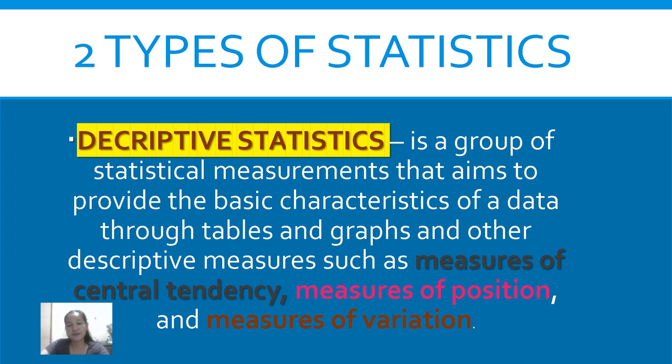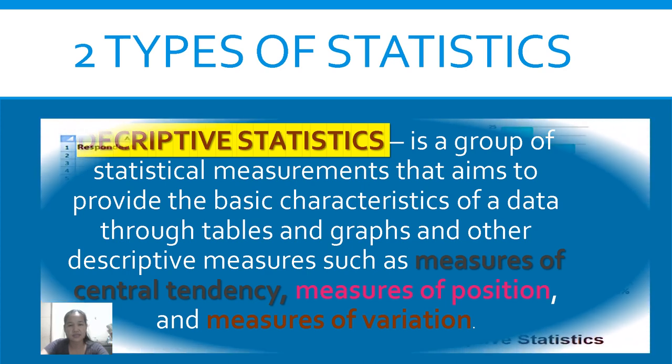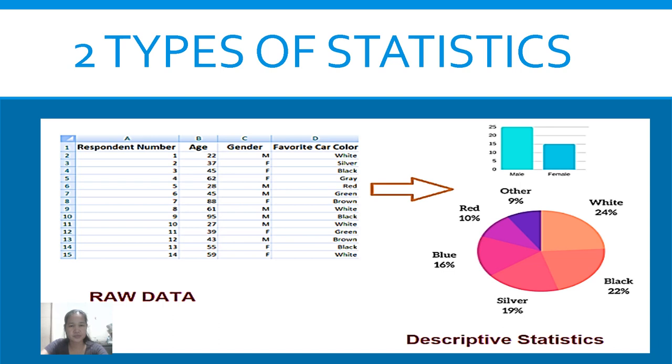So for example, you perform a survey of 40 respondents about their favorite car color, and now you have a spreadsheet with the results. However, this spreadsheet is not very informative, and you want to summarize the data with some graphs and charts that can allow you to come up with some simple conclusions. So let's say, for example, 24% of people said that white is their favorite color. For sure, this would be much more representative and clear than the spreadsheet.